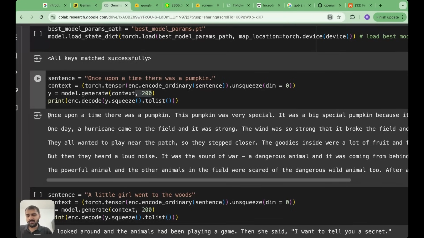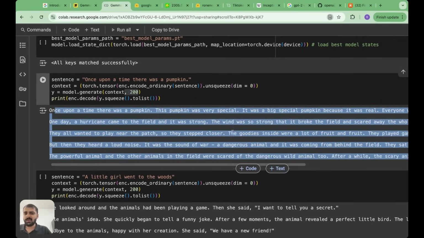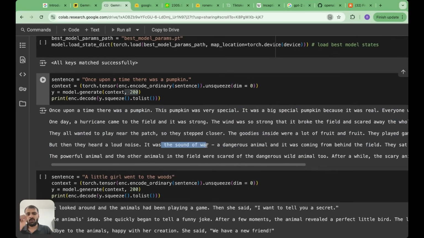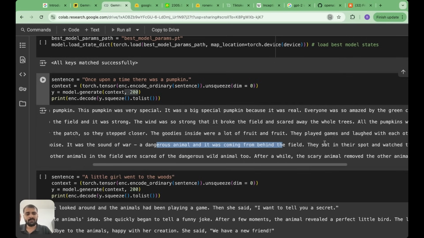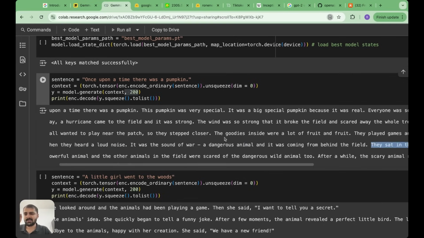We never told the model that in the English language there is a subject followed by a verb followed by an object. The model has derived all of that from the data and from the architecture which we have assembled. In fact, all of these are highly coherent sentences. It was the sound of war, a dangerous animal, and it was coming from behind the field. They sat in their spot and watched the birds move in the sky, etc.